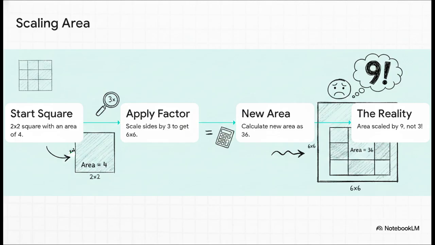Our original area was 4. Our new area is 36. The area did not scale by a factor of 3. It scaled by a factor of 9. Because you're scaling two dimensions, both the length and the width, the area scales by the scale factor squared. 3 squared is 9. This is exactly why paying attention to dimensions is totally non-negotiable.